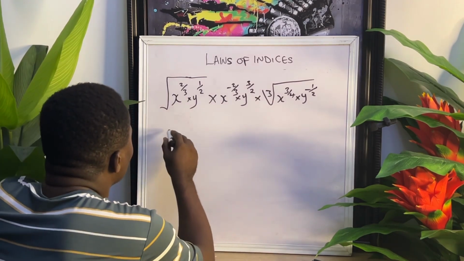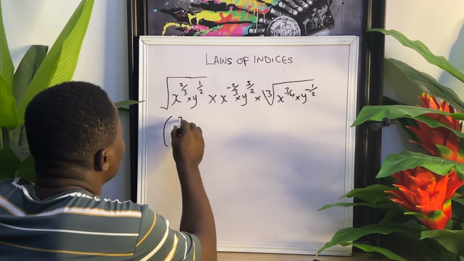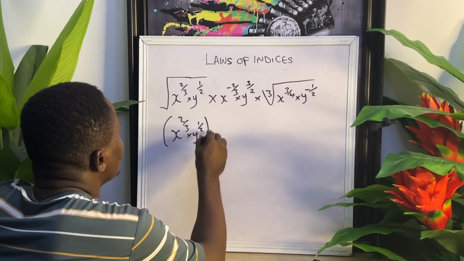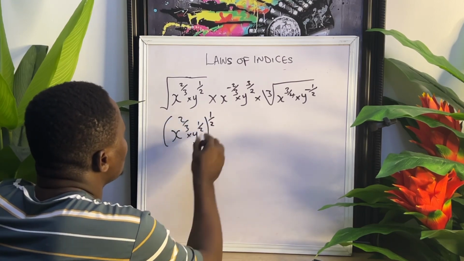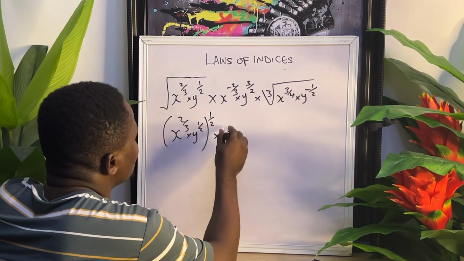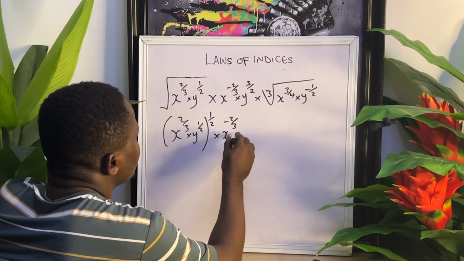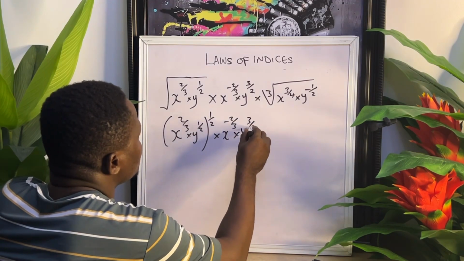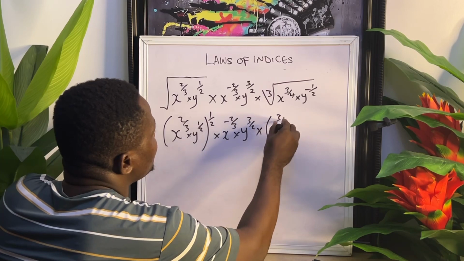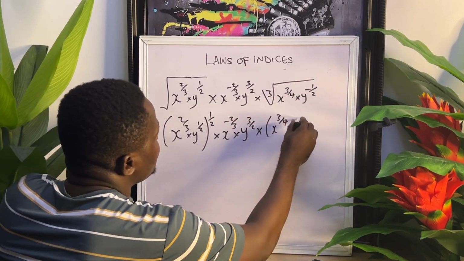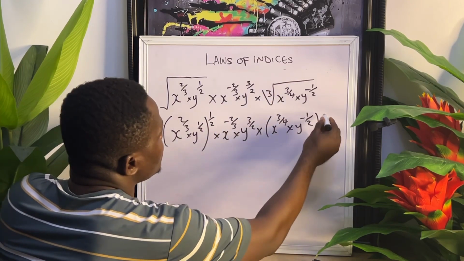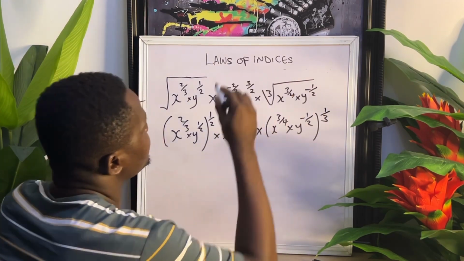We then have x raised to power 2 over 3 times y raised to power 1 all over 2, everything raised to power 1 all over 2, which stands for the square root that covers them, times x raised to power minus 2 over 3, times y raised to power 3 over 2, times we have x raised to power 3 over 4, times y raised to power minus 1 all over 2, covered, and this third root becomes power 1 all over 3.